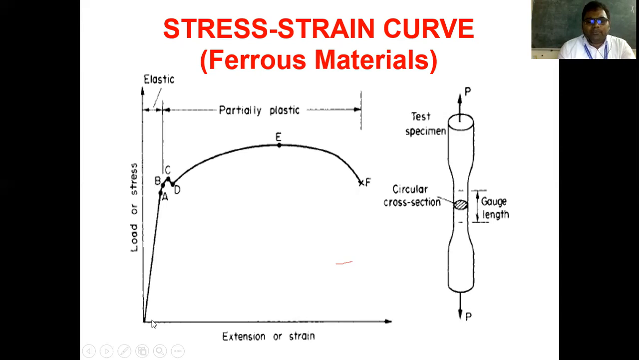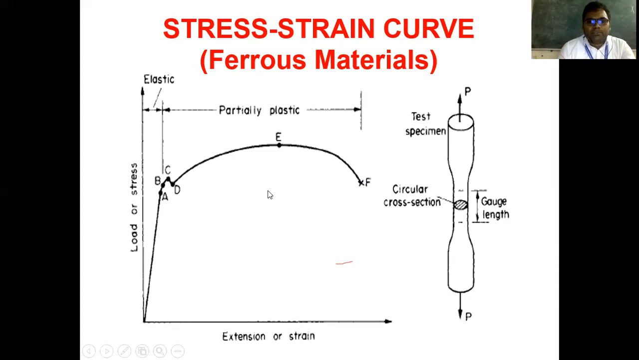When we gradually apply the load, up to this point is called the limit of proportionality, where the material exhibits linear behaviour. The specimen is proportional up to that point A. Then B is called the limit of elasticity, C is the upper yield point, D is the lower yield point, E is the ultimate point, and F is the fracture point. These salient points have significant meaning.